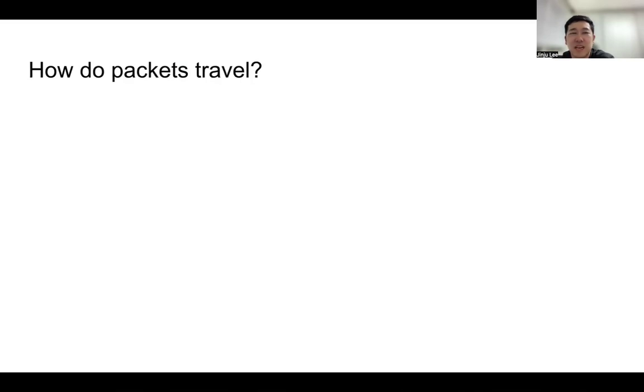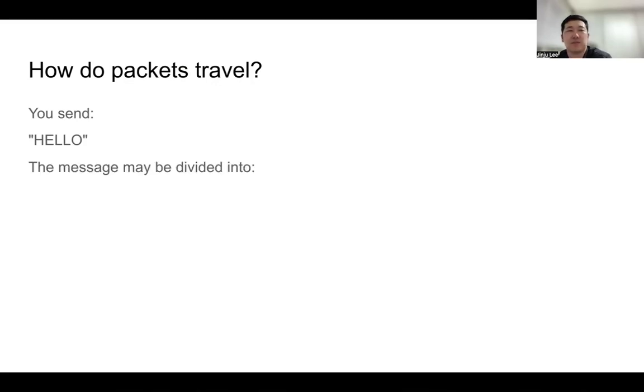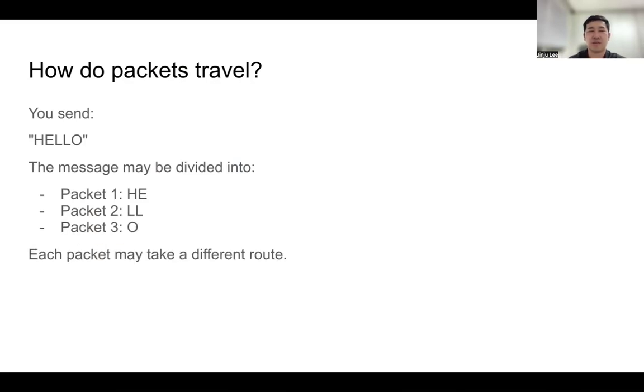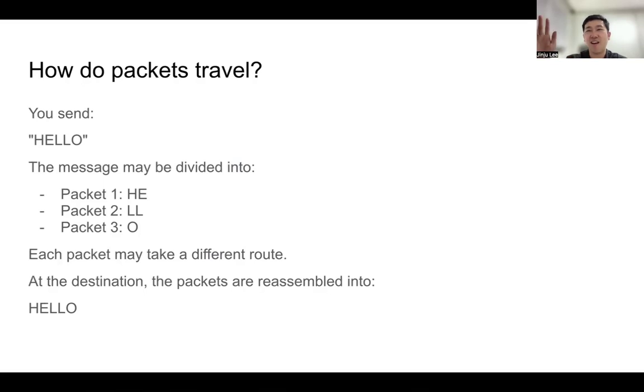So next thing is this, how do packets travel? Let's say you send the word HELLO in all caps. The message may be divided into packet 1, HE, packet 2, LL, packet 3, O. Each packet may go along a different route, but ultimately, when they arrive at the destination, these packets, which can arrive out of order, get reassembled into HELLO.